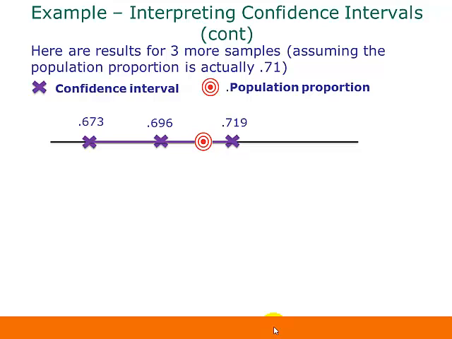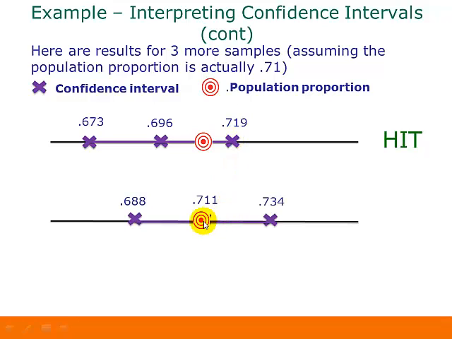So here's one sample and the confidence interval. For this sample, the sample proportion was 0.696. Again, that's in the middle of our confidence interval, and our confidence interval goes from 0.673 to 0.719. Here's the true population proportion. So this one would be a hit because the population proportion is included in that interval. Here's another sample. In this one, the population proportion and the sample proportion were very close together. So again, this one is a hit.